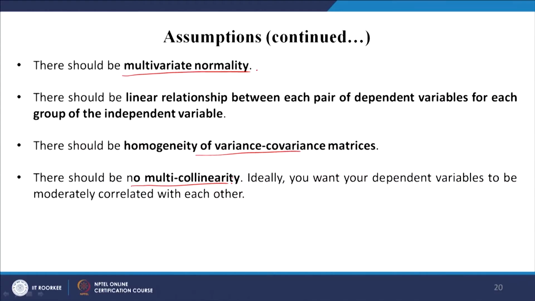Multicollinearity is another assumption which is required. Ideally you want your dependent variables to be moderately correlated with each other, but no multicollinearity. Multicollinearity happens when the independent variables are strongly correlated. If they are very strongly correlated, there is sometimes a redundancy of facts. Suppose there are 3 independent variables, out of which 2 are very highly correlated. That means these 2 mean the same, so you could have used only one of them and not 2.